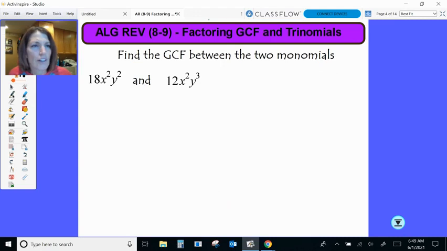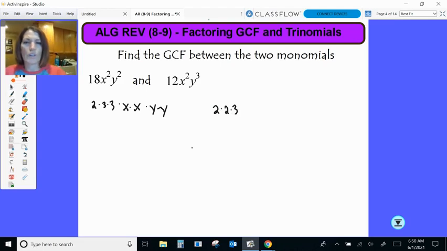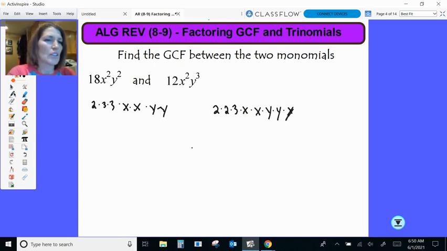So let's find the greatest common factor between 18x squared y squared and 12x squared y cubed. 18x squared y squared is 2 times 9, and 9 is 3 times 3, so 2 times 3 times 3, and then x times x, and y times y. For 12, we have 2 times 6, and 6 is 2 times 3, so 2 times 2 is 4, times 3 is 12. And we have x times x, and then y times y times y. Now let's take a look and see what we have in common.